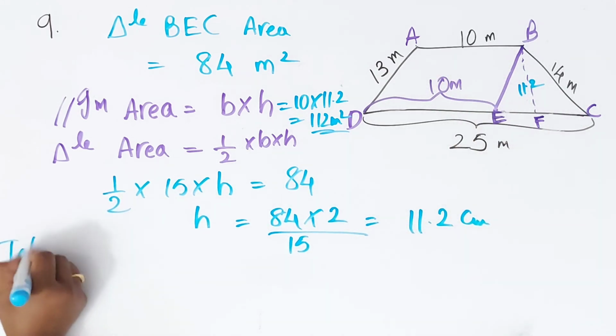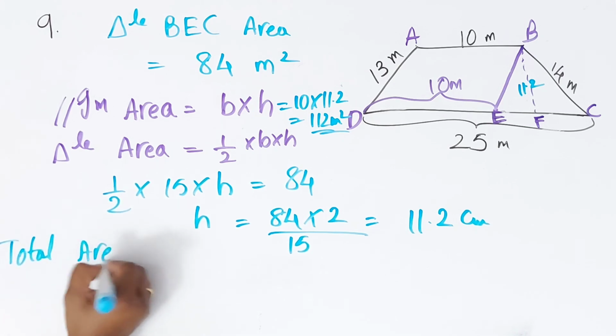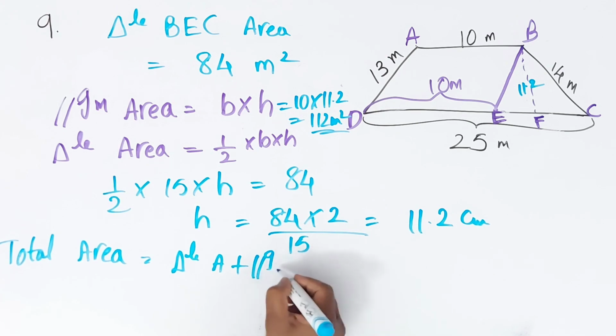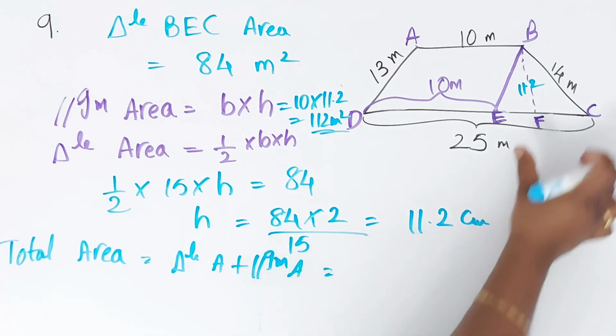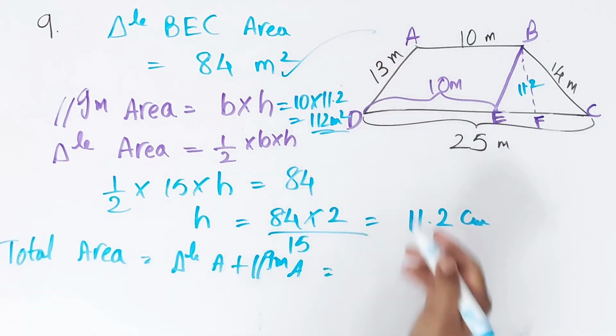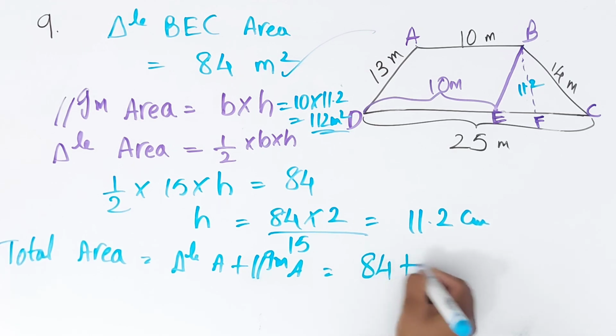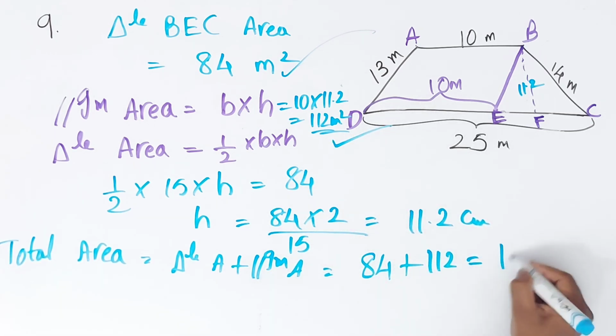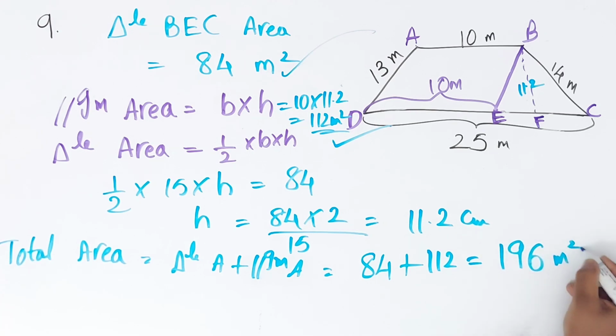So total area is equal to triangle area plus parallelogram area, right children? Triangle area we already know, that is 84 meters square, plus parallelogram area is 112 meters square, that equals 196 meters square. This is the total field area, children.